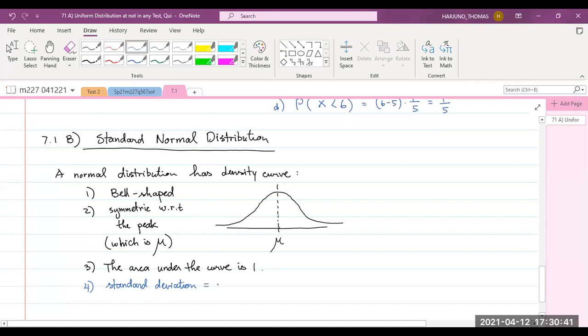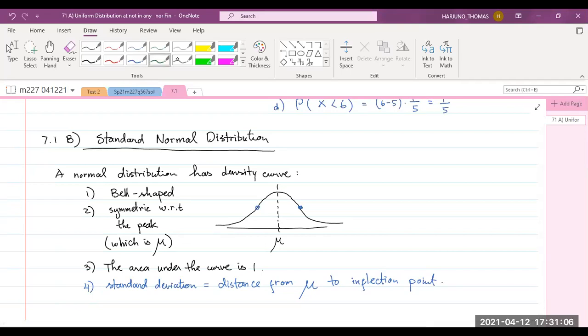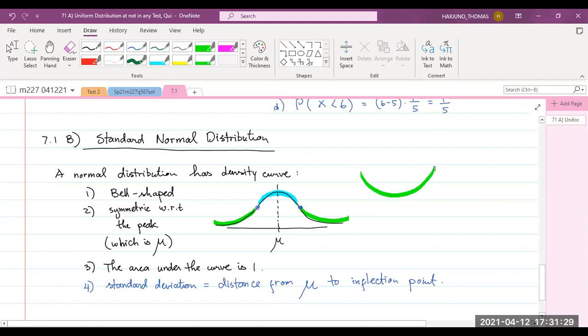It is equal to the distance from the mu to the inflection point. This point here. What is an inflection point? The word inflection point is actually a terminology from calculus. An inflection point is the point where the curve changes from concave down to concave up, or concave up to concave down. So like this is what we call concave up. Concave down looks like this.